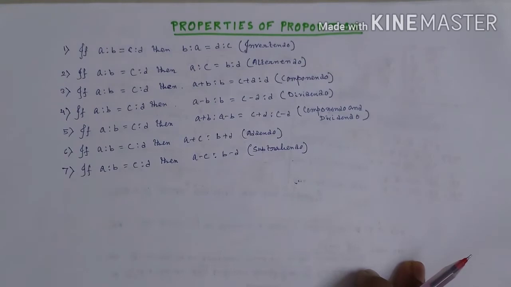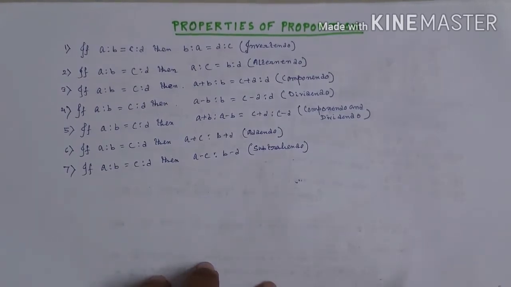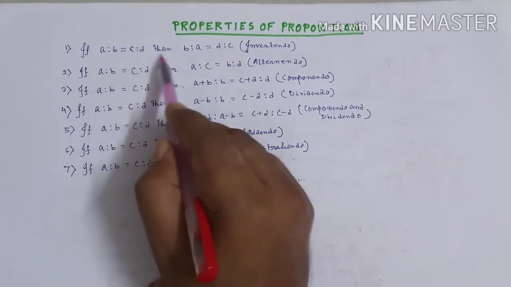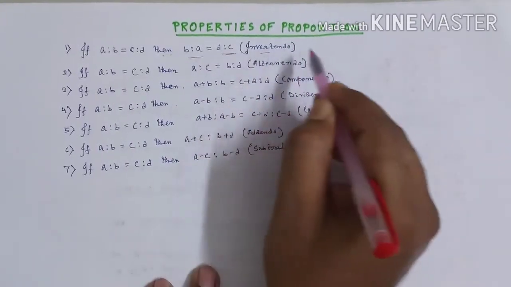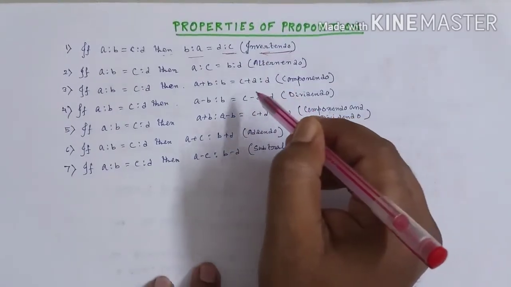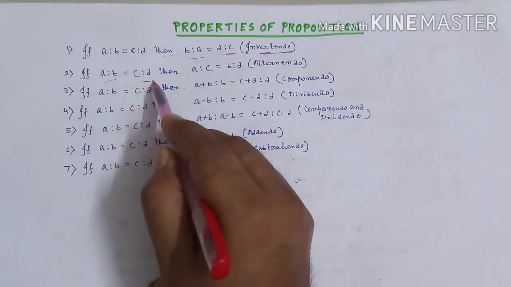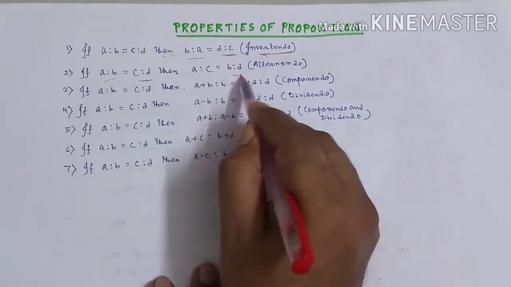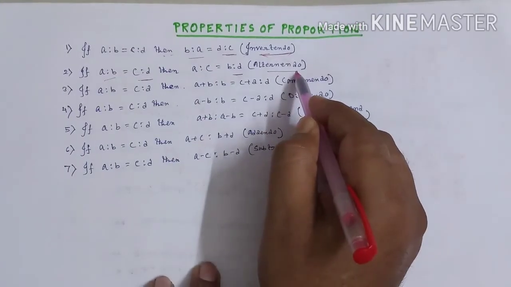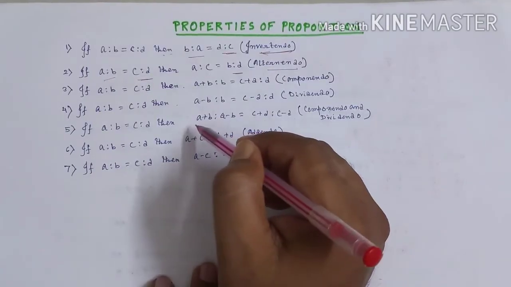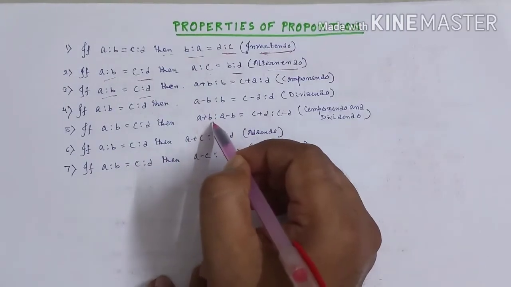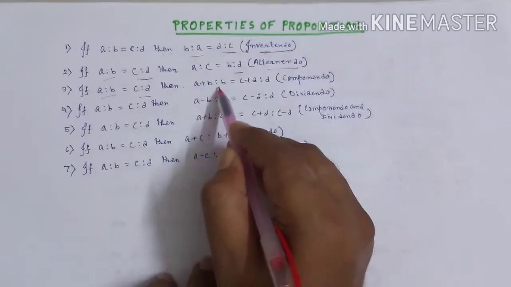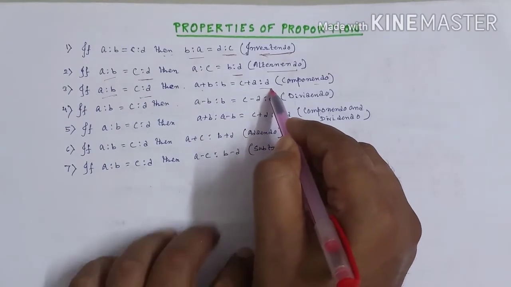Now come to the properties of proportion. What are the properties of proportion? Number one property is that if A is to B equal to C is to D, then we can say that B is to A equal to D is to C. It is called the property of invertendo. Another, if A is to B equal to C is to D, then we can write A is to C equal to B is to D. It is the alternendo. And if A is to B equal to C is to D, then by componendo we can get A plus B is to B equal to C plus D is to D.